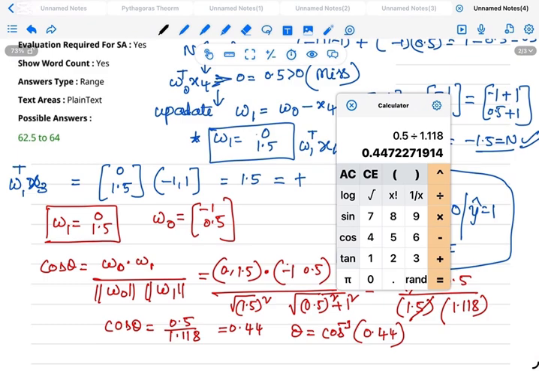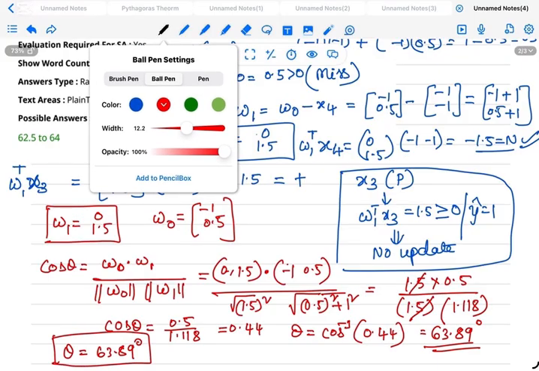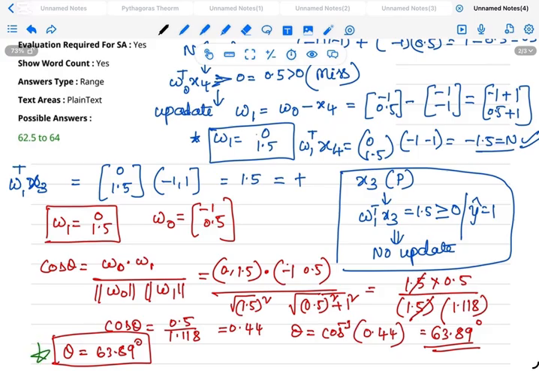Cos inverse is 63.89 in degrees. This is the answer. So theta equals 63.89 degrees. The answer is in this range, correct: 63.89 is in the range 62.5 to 64. Okay.